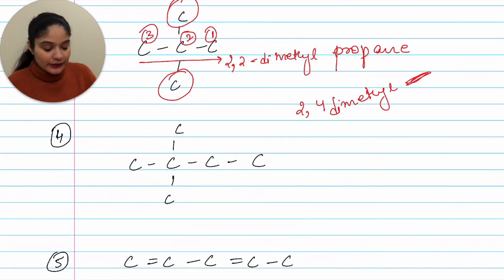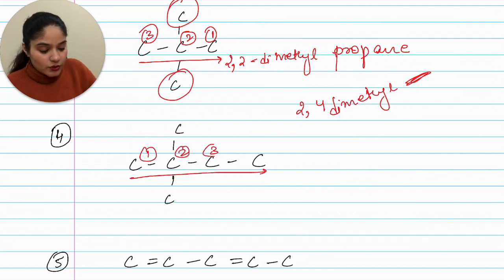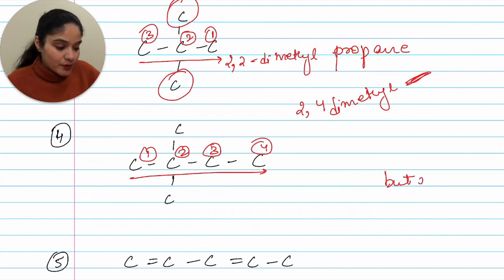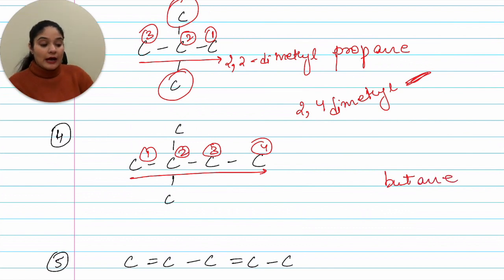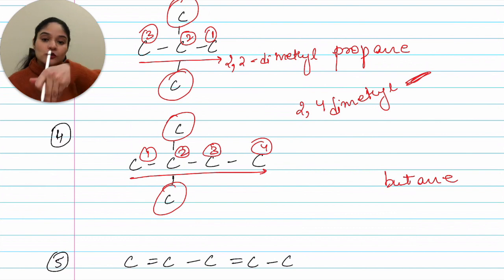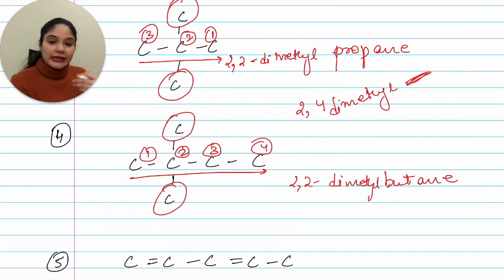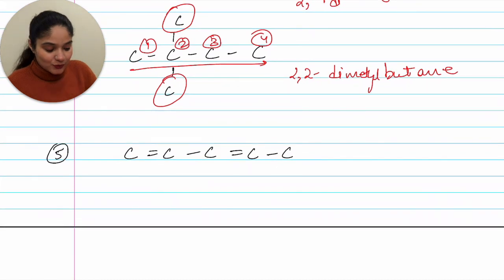Now let's look at this one. Now you guys try this one. So I have the longest chain like this: 1, 2, 3 and 4. 4 means but. All single bonds means ane. Butane. I have 2 methyl groups at position 2. So 2, 2 dimethyl butane. Okay students, easy. Let's move ahead to this one.